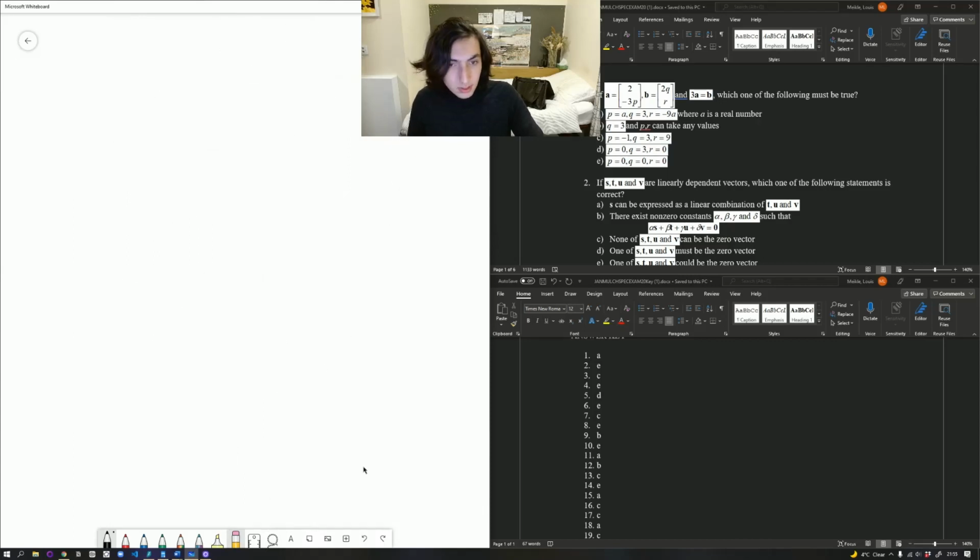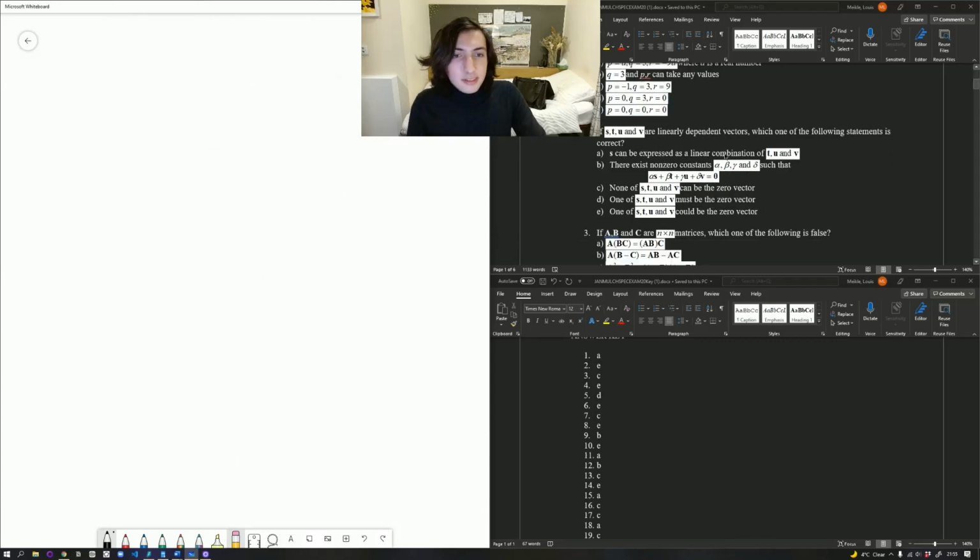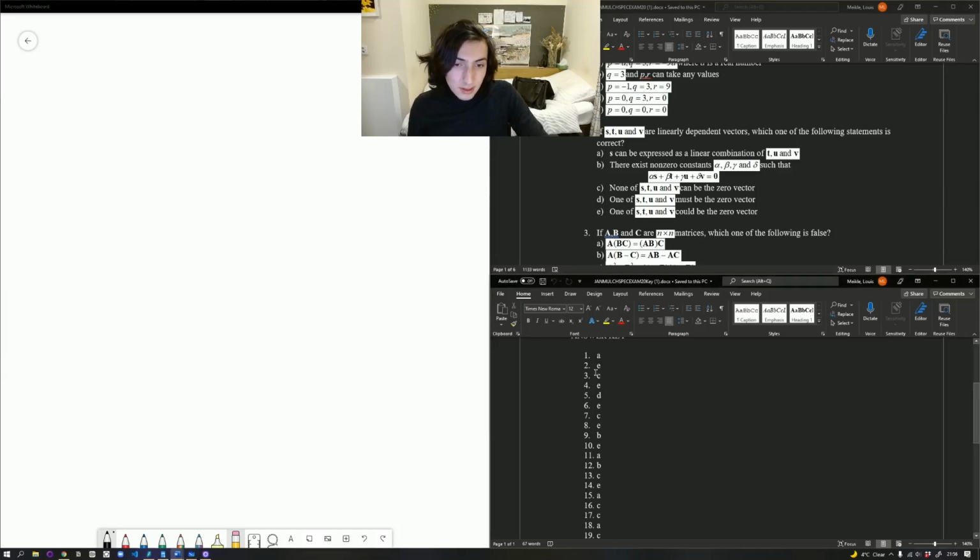Okay, number 2. So, if S, T and U are linearly dependent vectors, which one of the following statements is correct? So we've got S can be expressed as a linear combination of T, U, and V, and there exist non-zero constants alpha, beta, gamma, and sigma, such that alpha S, beta T, gamma U, sigma V equals 0. Now, most people will probably go for A and B here, but most people were surprised to see that it's E. Okay, why is it E?